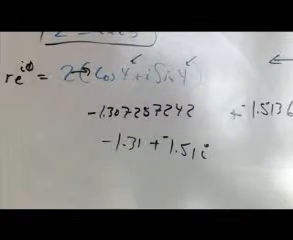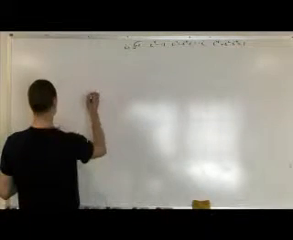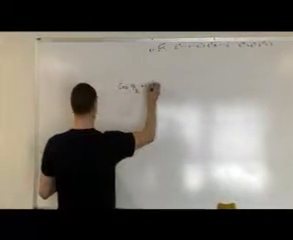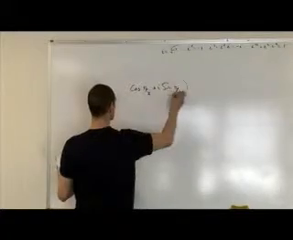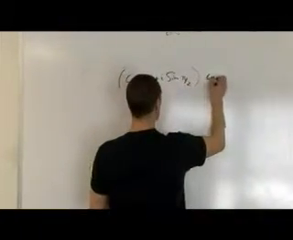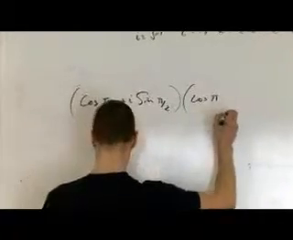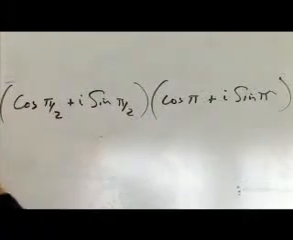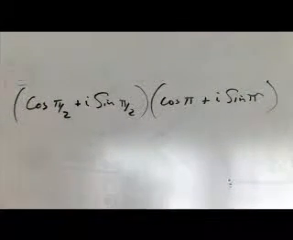Oh, there we go. Here's some good stuff. So we're going to multiply some complex numbers in polar form and see what we get here. What is cosine pi over 2 plus i sine pi over 2 times cosine pi plus i sine pi? Well, okay, so in theory, we should be able to do what?